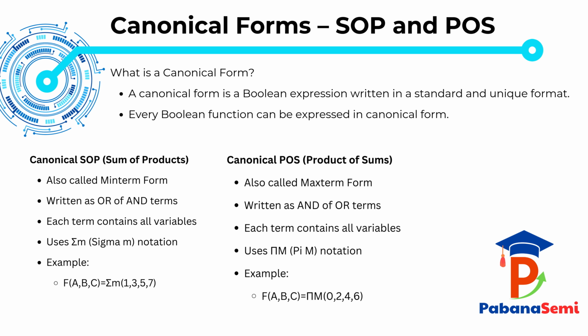Canonical SOP expressions are simplified by grouping ones in the K-map. Canonical POS expressions are simplified by grouping zeros in the K-map. Canonical forms are therefore the starting point for K-map simplification. So remember, canonical SOP uses minterms. Canonical POS uses maxterms. Both forms are complete and systematic. Simplification comes later using K-maps or Boolean algebra.